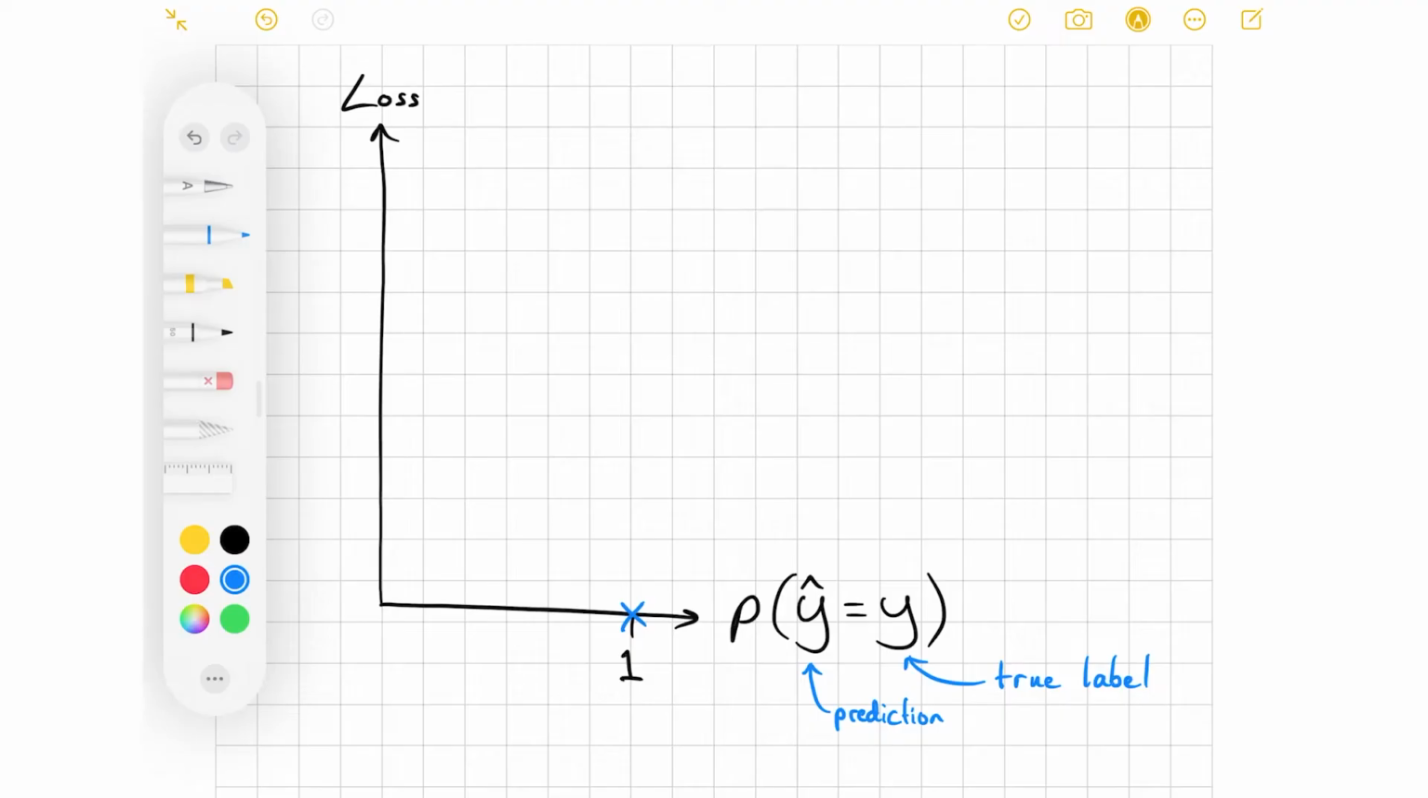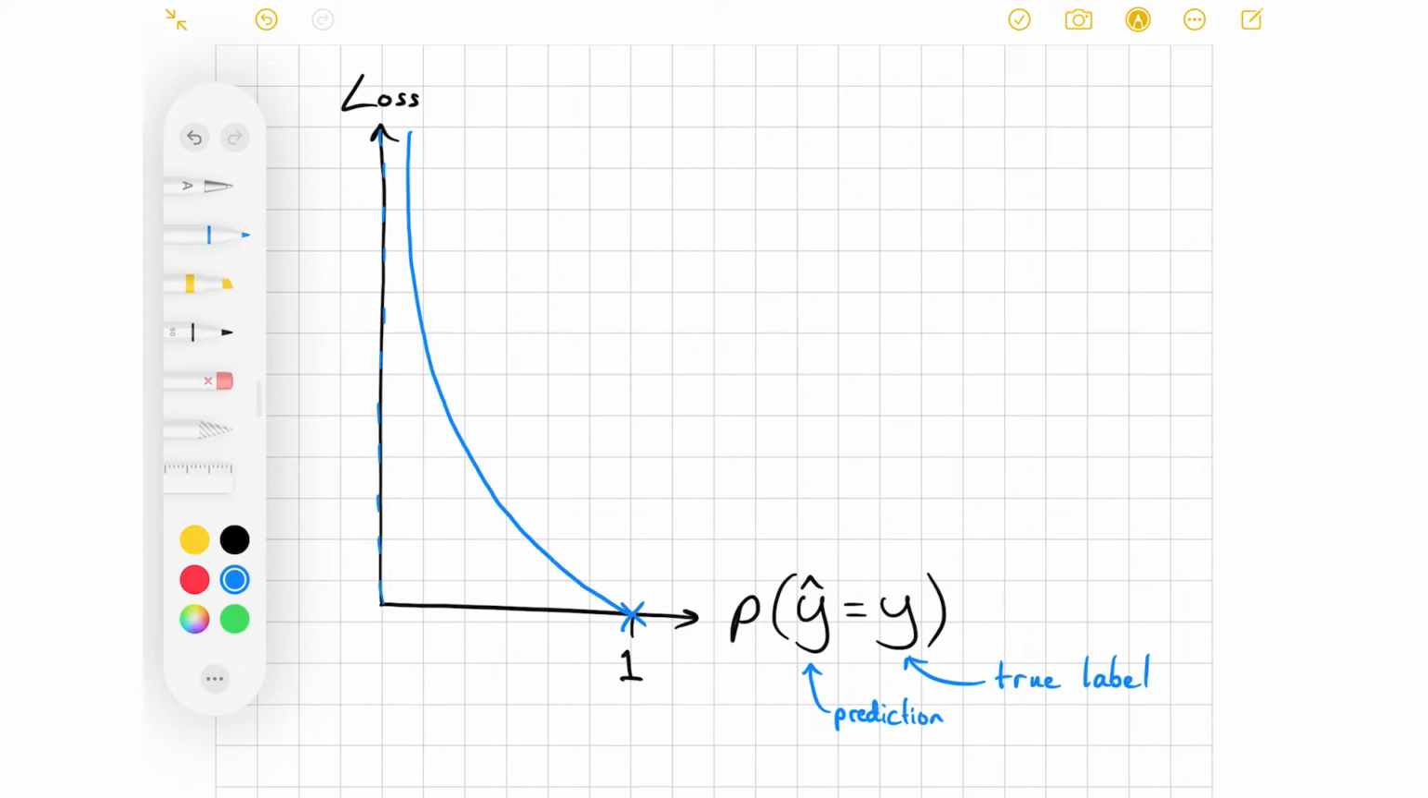And in the worst case, our loss should be as large as possible. And so you can imagine, as the probability predicted for the correct class gets closer to 0, the loss function should get larger and larger and larger. It could look something like that. What I've drawn there is asymptotic to the probability equal to 0. So when the probability of the true class is predicted as 0, the loss would be infinite.